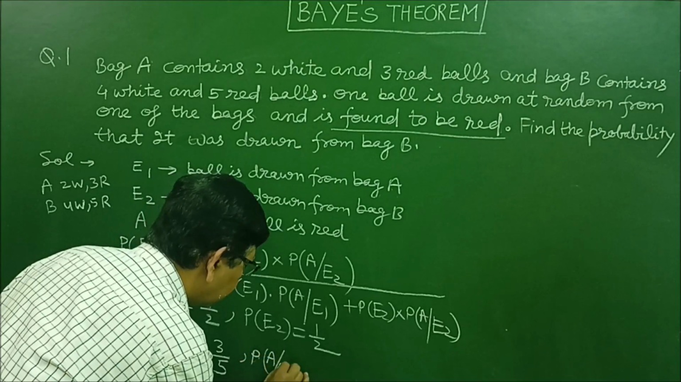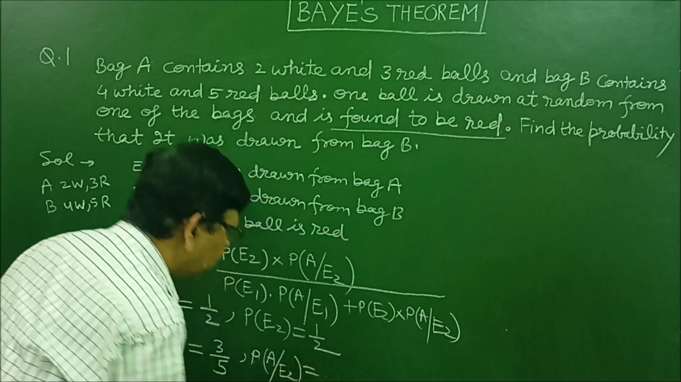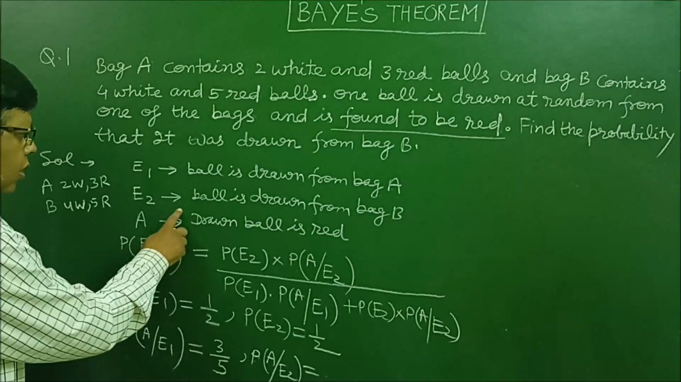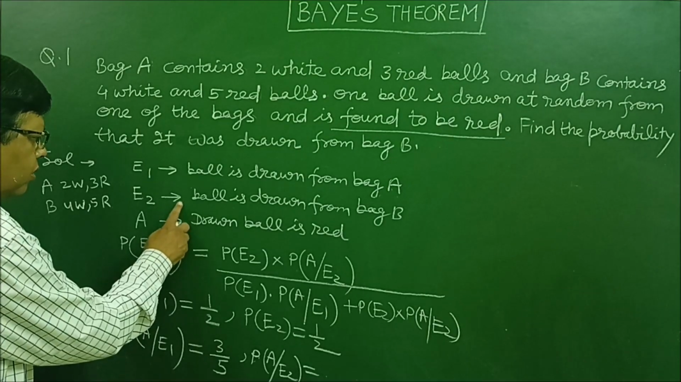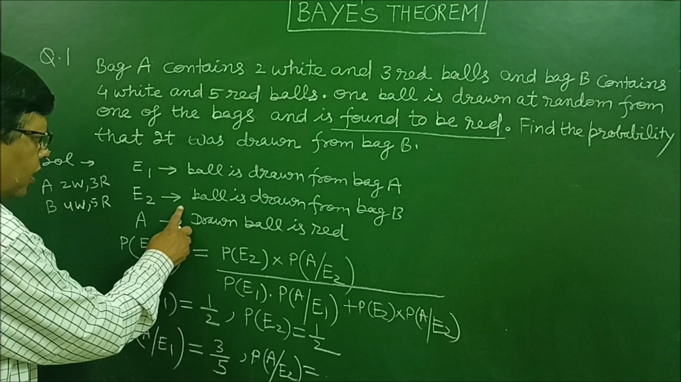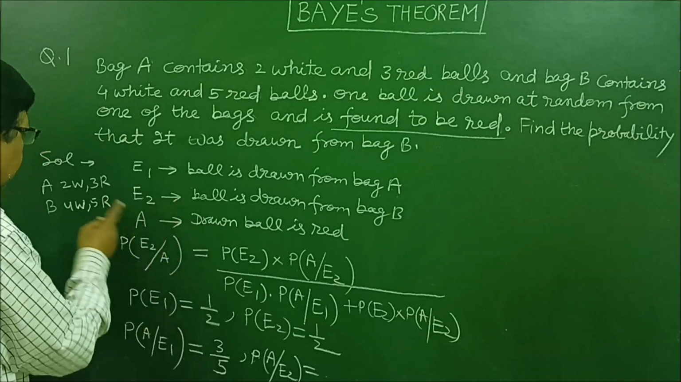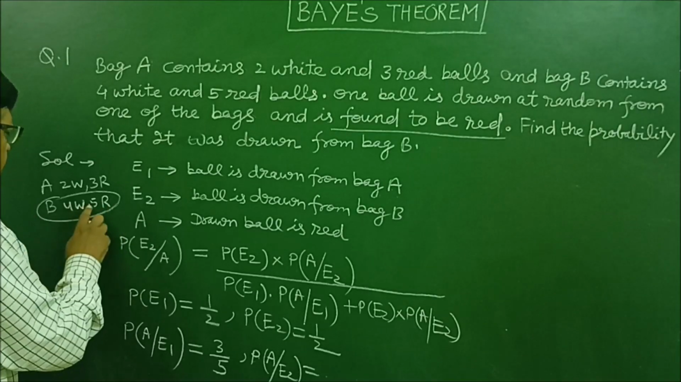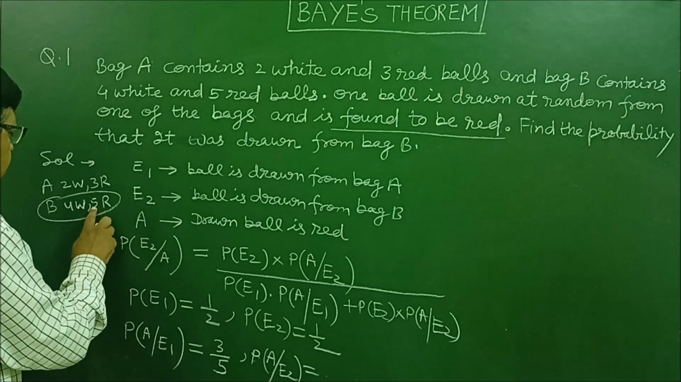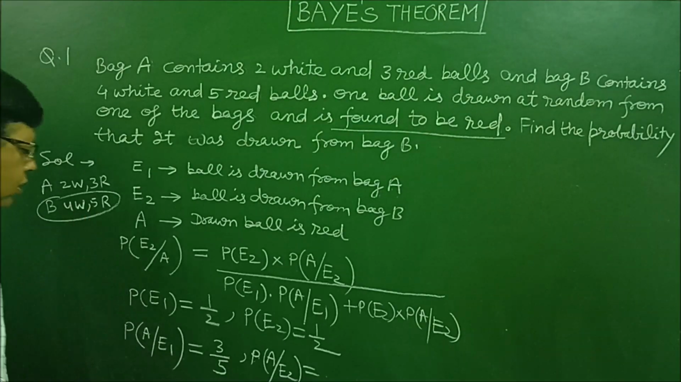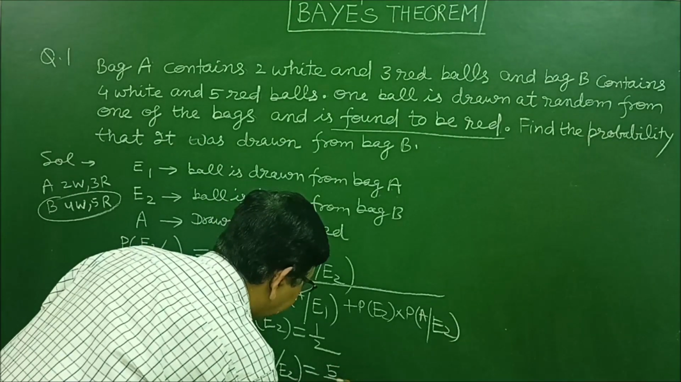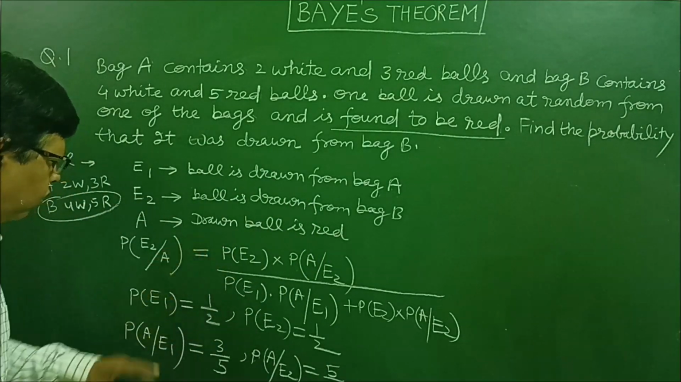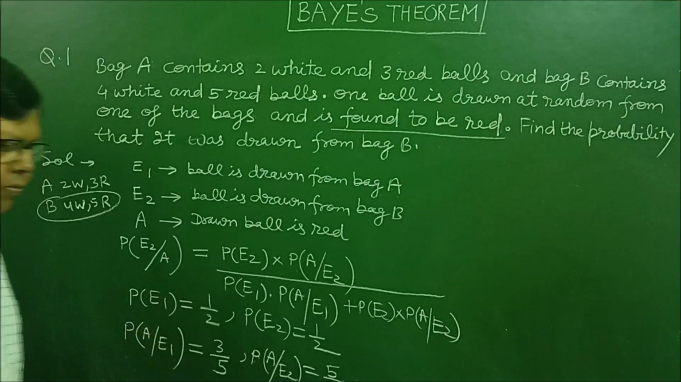And probability of A oblique E2 is equal to, E2 has happened, that is second ball is drawn from bag B, means second bag has been selected and the ball is red. Second bag has 5 red and 4 white balls. So out of 5 red balls we can select one of the ball in 5 ways. So the probability is equal to 5 upon 9. Now we have got all the probabilities which are required in the formula.